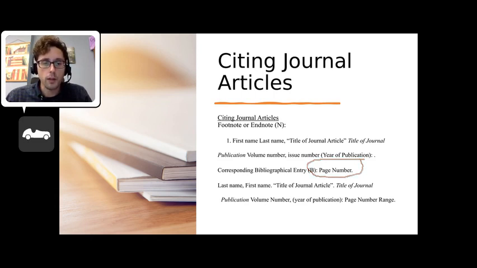Now, with your corresponding bibliographic entry, of course, again, that's reversed, right? You want your last name, your first name, title of journal article in quotations, the title of the journal publication italicized along with the volume number and the issue number. I forgot to put the issue number right there. The year of publication, parentheses, close parentheses, colon, and then the page number range of the article itself, right? So if it's from page 25 to 55, you'll want to put that in there, right? And I'll show you what I mean by it.